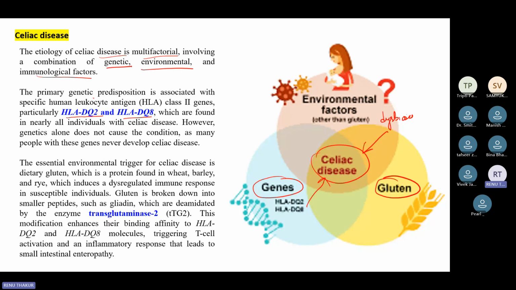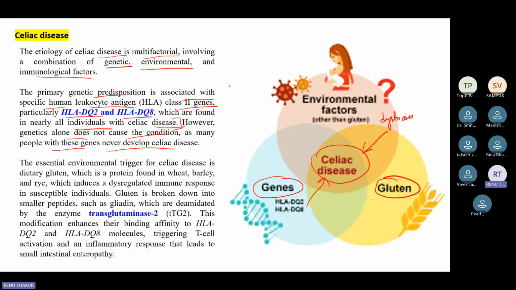Now the primary genetic predisposition is associated with specific human leukocyte antigen class 2 genes, particularly DQ2 and DQ8, which are found in nearly all individuals with celiac disease. This has been published by several scientists: these two genes are traced in the patients with celiac disease. In their genomes, it has been observed that they have DQ2 and DQ8 genes. However, genetics alone does not cause the condition, as many people with these genes never develop celiac disease.